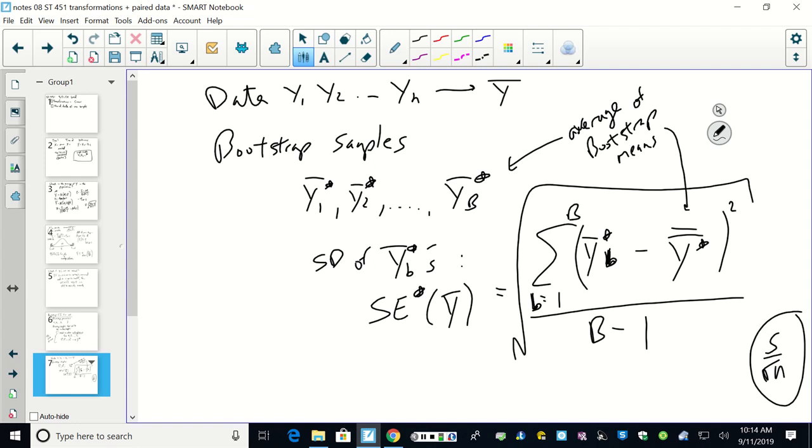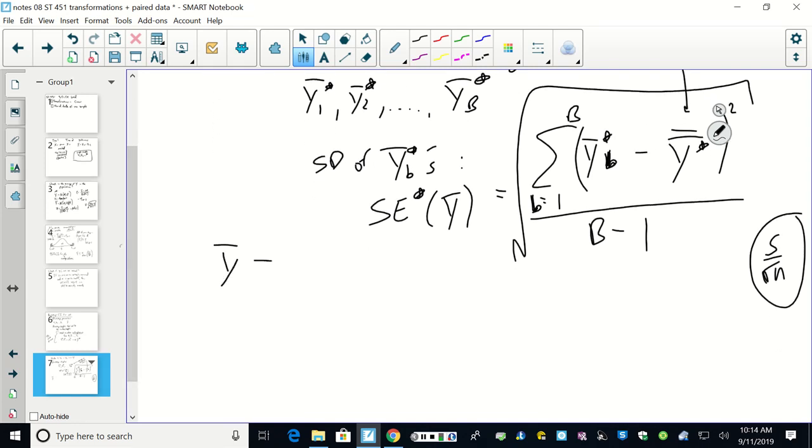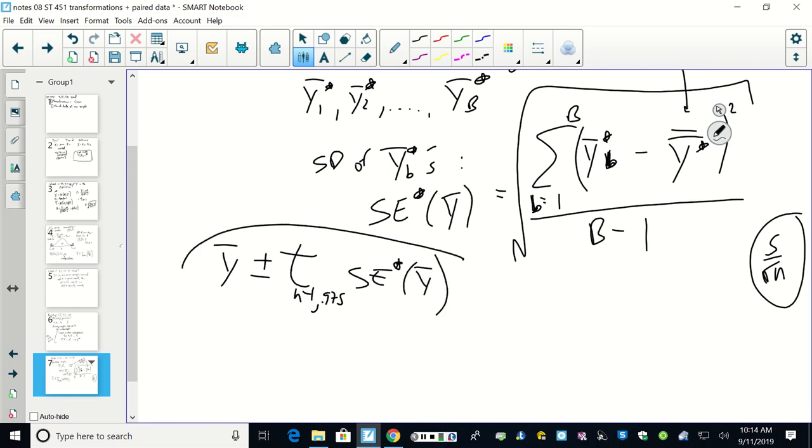So you might still do y bar plus or minus the t value with n minus 1 degrees of freedom, 1.975, times that standard error for the bootstrap average. You might make an interval like this. If there's skewness, this thing might end up being larger, being different, but I think it's going to be pretty close to that. So it can be used that way. It describes the sampling distribution.